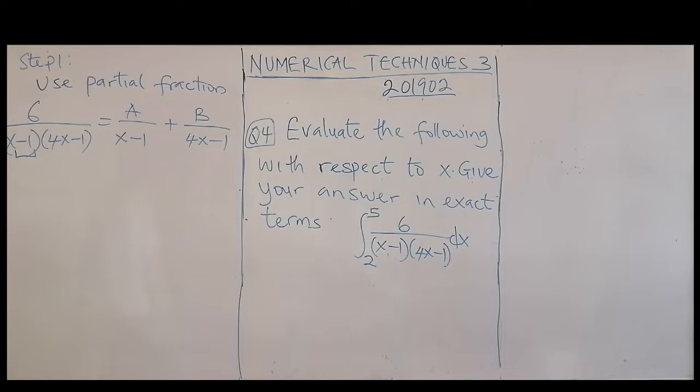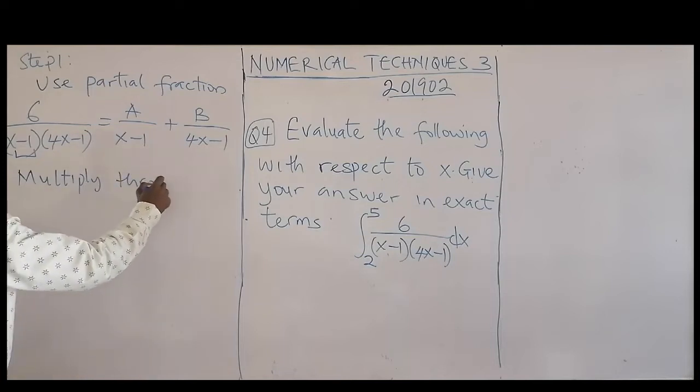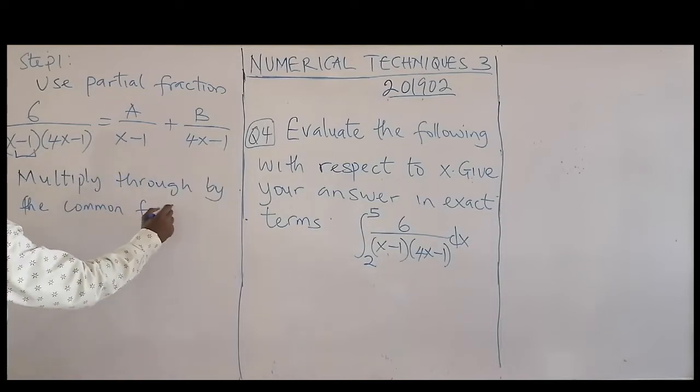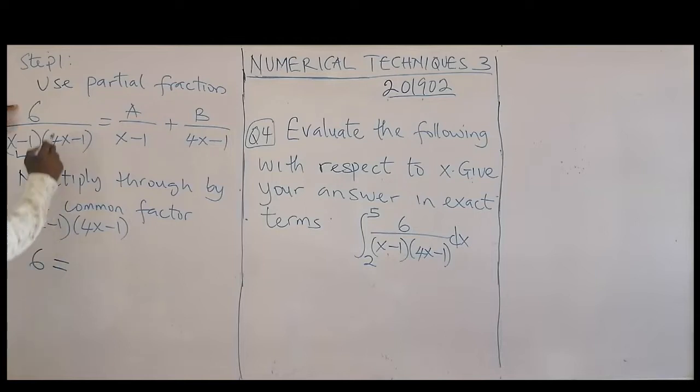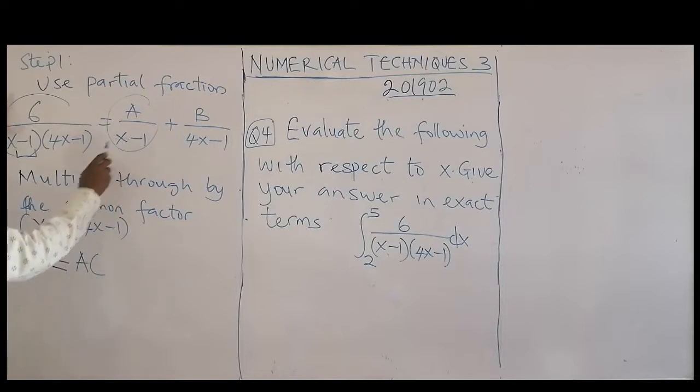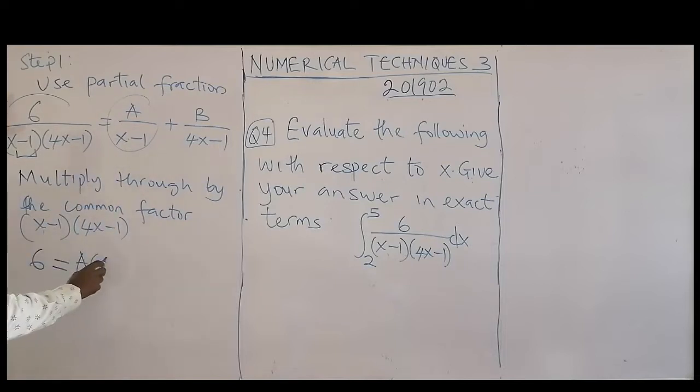So therefore, multiply through. The next thing to do now is multiply through by the common factor, which is x minus 1 into bracket 4x minus 1. On the right hand side, you have 6. You're multiplying everything by the common factor. So we have A into bracket, x minus 1 is here and x minus 1 is here, so it cancels out. You have 4x minus 1.